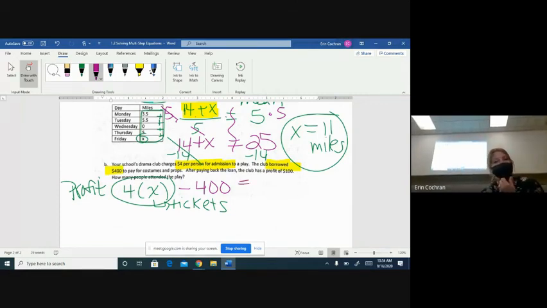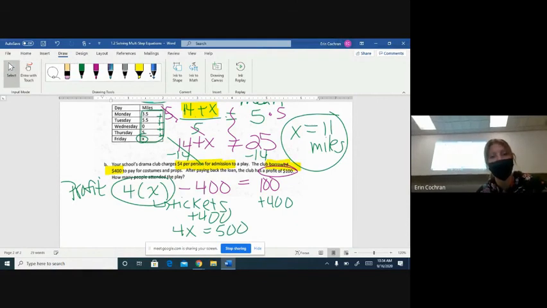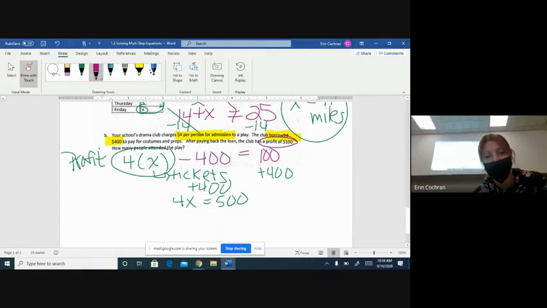So let's keep reading. After paying back the loan, the club profit was $100. So what is my final profit? $100. Now, you guys just wrote an equation. Can we solve it? Yeah, what would I do first to solve? Add 400, yep. So 4x equals 500. And then how would I get rid of that 4? Divide by 4.